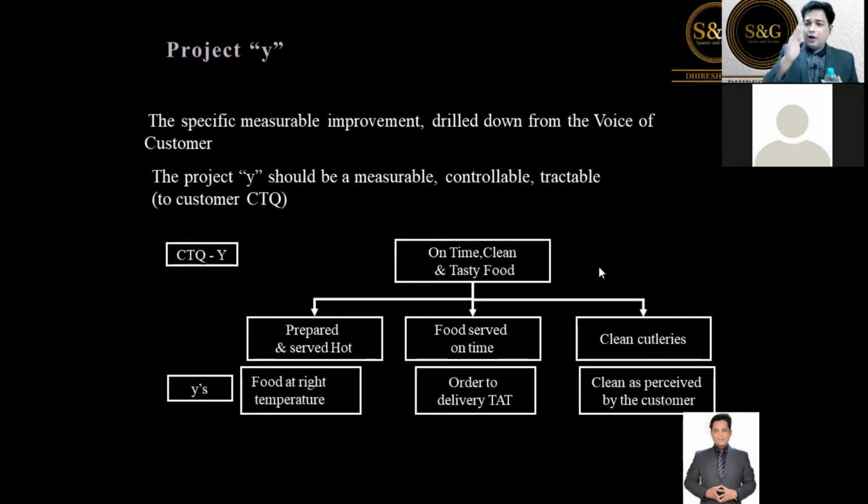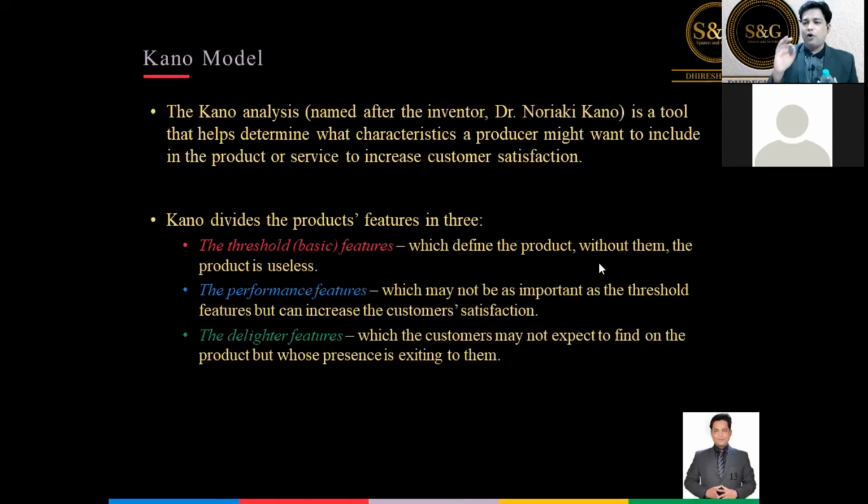Once we have all the voice of customers and CTQs and the projects are identified, there is one beautiful model, which is called the Kano Model, for the prioritization of it. Let's understand what the Kano Model is and move ahead.